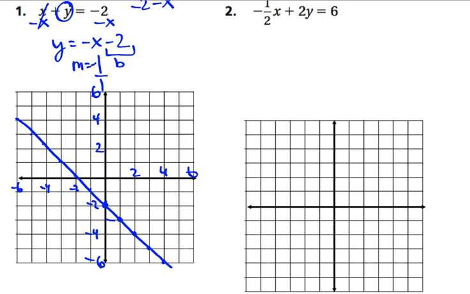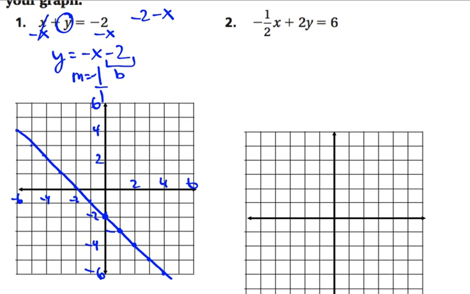Okay, next example. Negative 1/2 x plus 2y equals 6. We first need to get rid of the negative 1/2 x. We'll add 1/2 x to both sides. This will give me 2y equals 6 plus 1/2 x. They are not like terms, so we cannot combine them. We'll just do 6 plus a half x. We can divide both sides by 2.